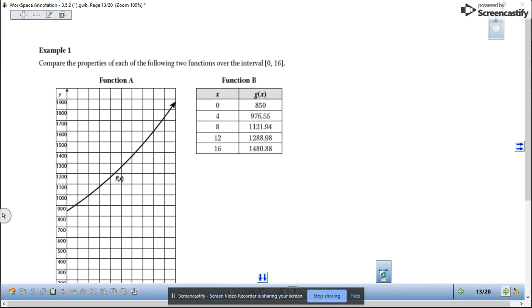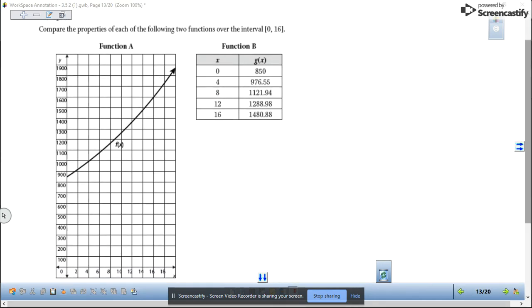Here we go with example 1. So, compare the properties of each of the following 2 functions over the interval, hint, hint, over the interval from 0 to 16. That's important. So, the easy one is right there because they told you what to look for in that table.